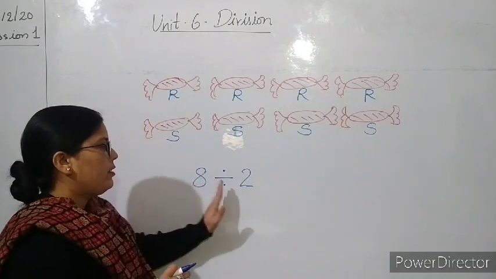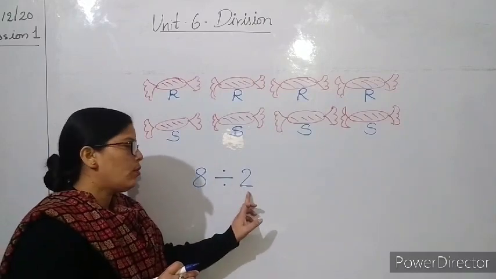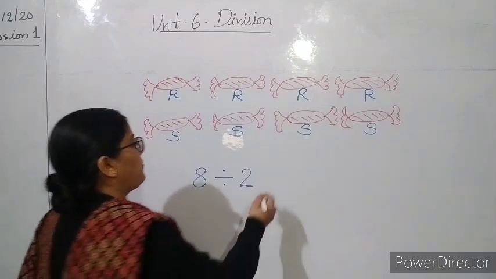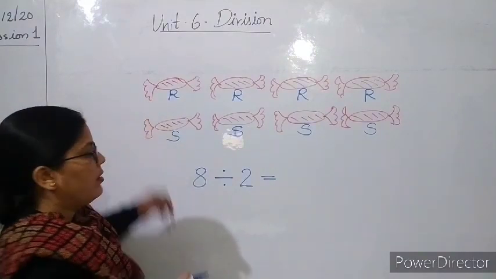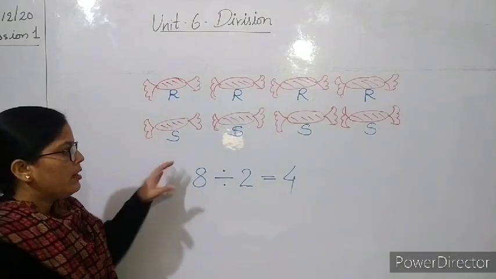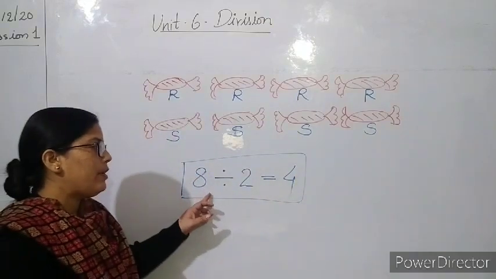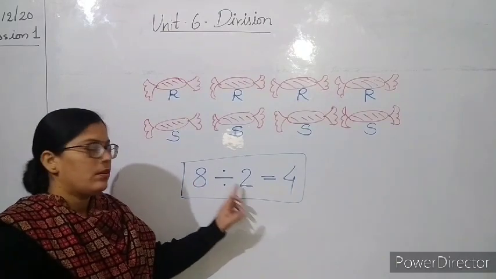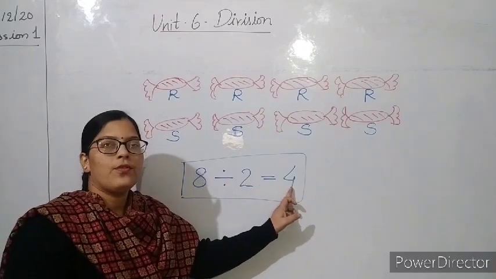Okay, 8 divided by 2. 8 toffees shared equally among 2 students. Okay, 2 children, Ram and Shyam. So how many toffees are there with each of them? 4. Okay, 4 with Ram and 4 with Shyam. So this is the division statement. In this way we write the division statement. 8 divided by 2. Okay, 8 divided by 2 equal to 4.